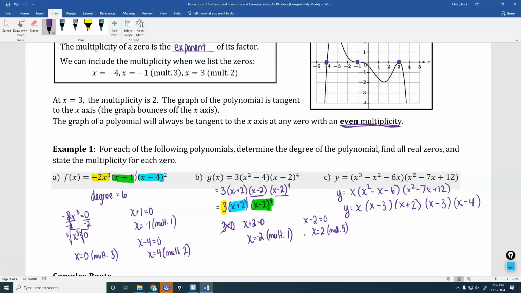Negative 3 times negative 4 gives you positive 12. Negative 3 plus negative 4 gives you negative 7. So this is factored correctly. So just to track a little bit of what we've done.